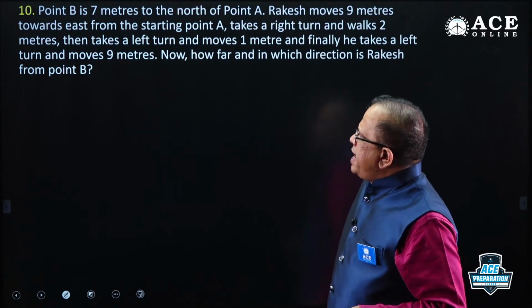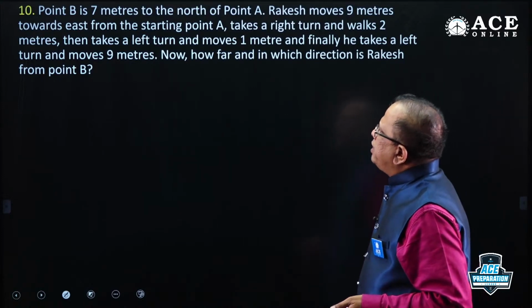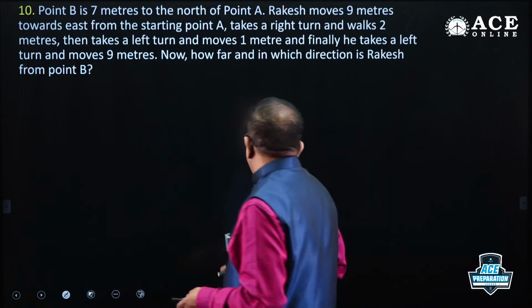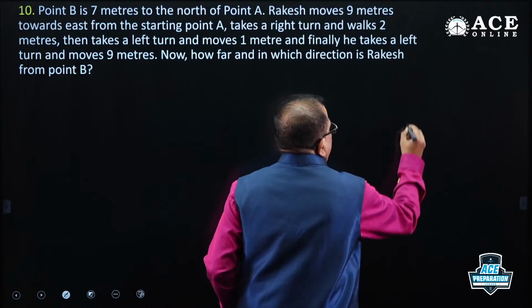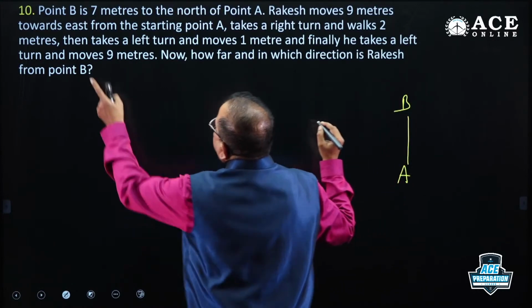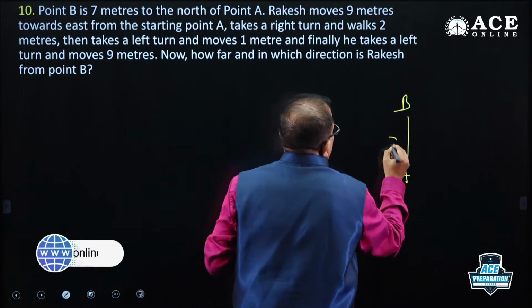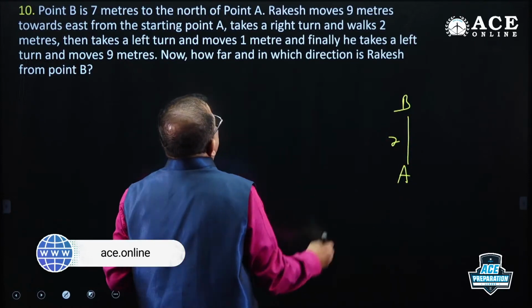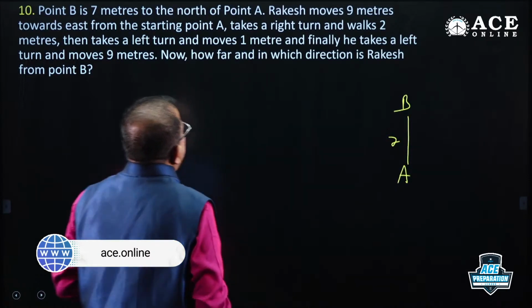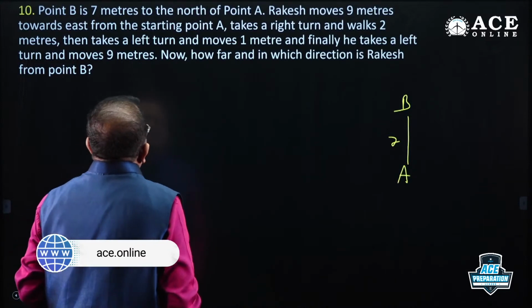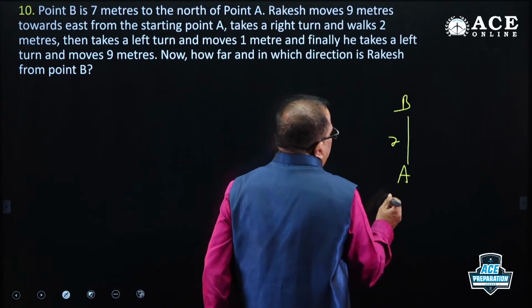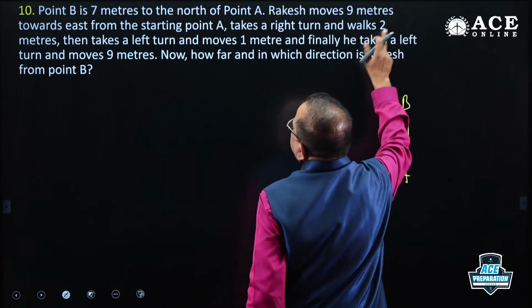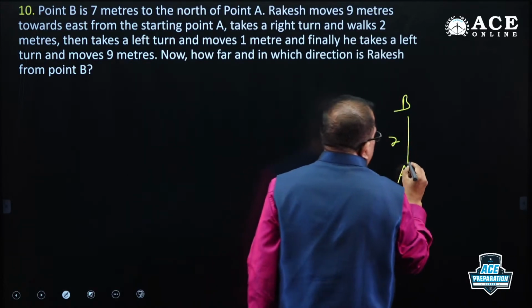Okay, question number 10, point B is 7 meters to the north of point A. So this is A and this is B. Point B is 7 meters to the north of point A. Rakesh moves 9 meters towards east from the starting point A. So this is the starting point. He moves towards which direction? East, and that is 9.